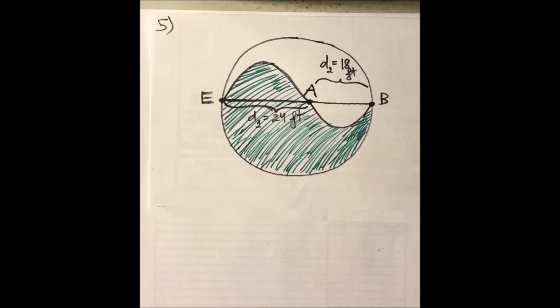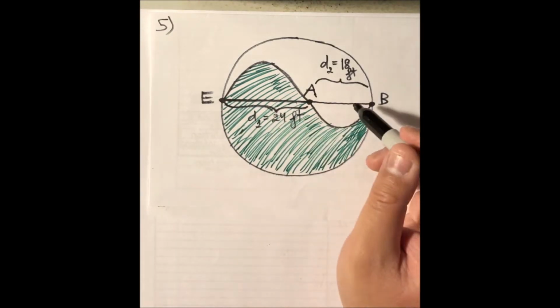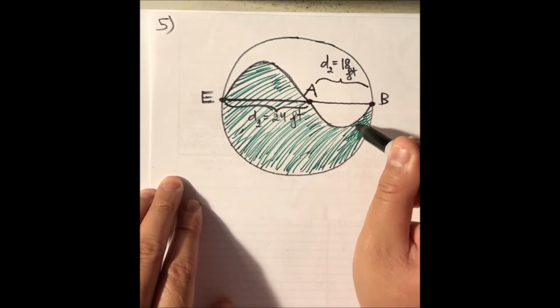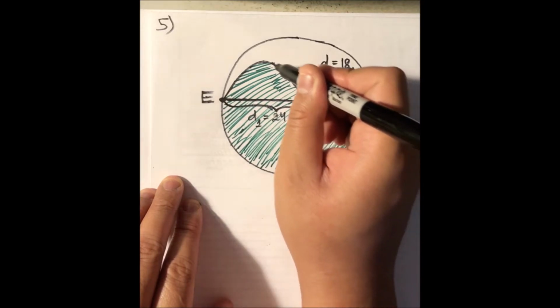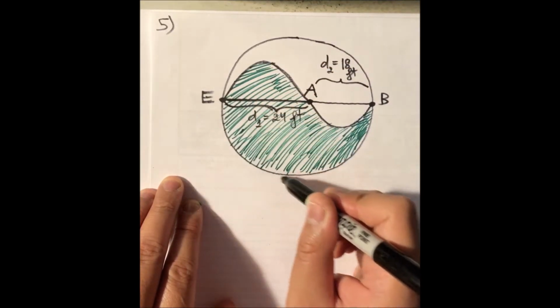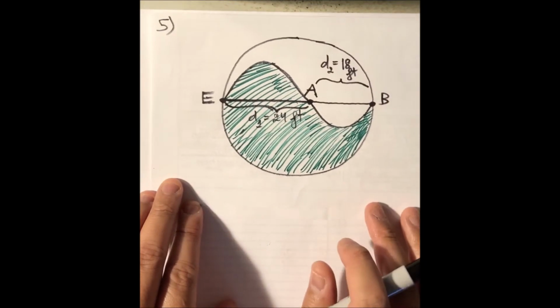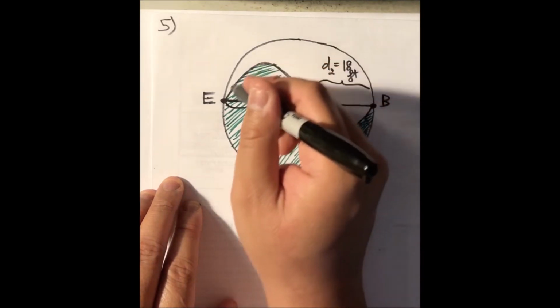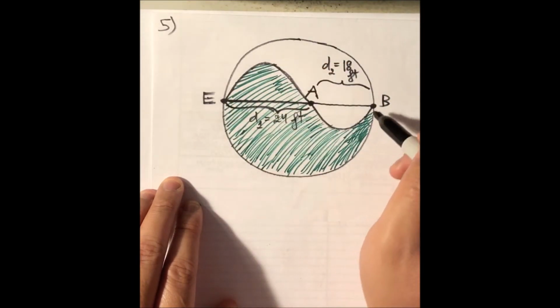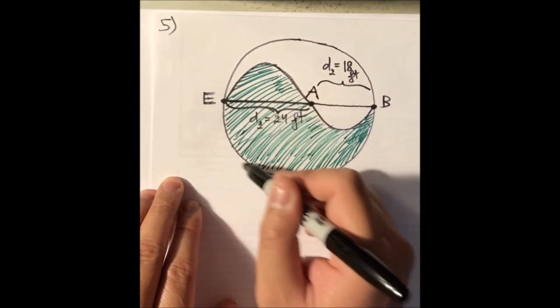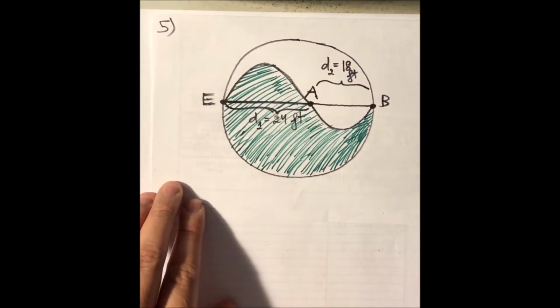Okay, example 5 is asking us to find the length of the shaded region. So the shaded region in the green here has a length that consists of this arc, and this big arc right here. So to find the length of the entire region shaded in the green, it is going to be the sum of all three arcs. So let's find one arc at a time.